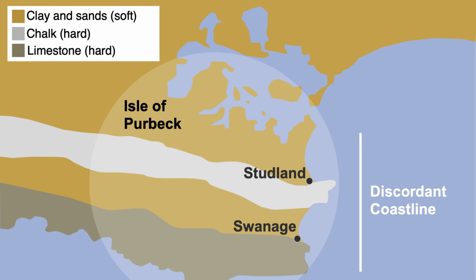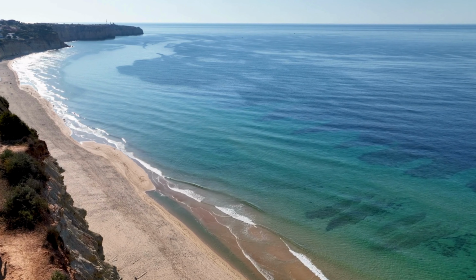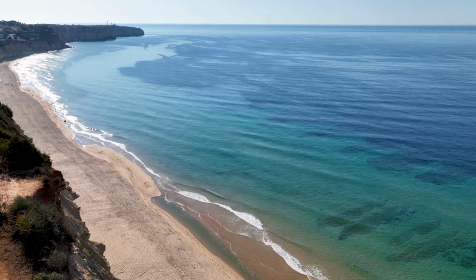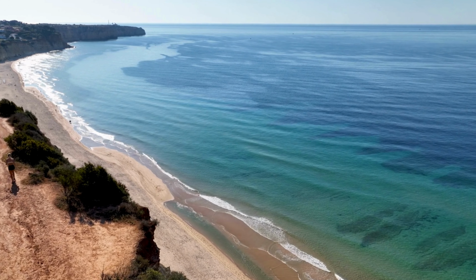Bays and headlands form along discordant coastlines, where bands of soft and hard rock lie at a right angle to the sea, such as the eastern edge of the Dorset coast. Differential erosion occurs as the softer rock is worn away faster by hydraulic action and abrasion, forming bays. In comparison, the harder rock resists erosion, standing out as headlands.